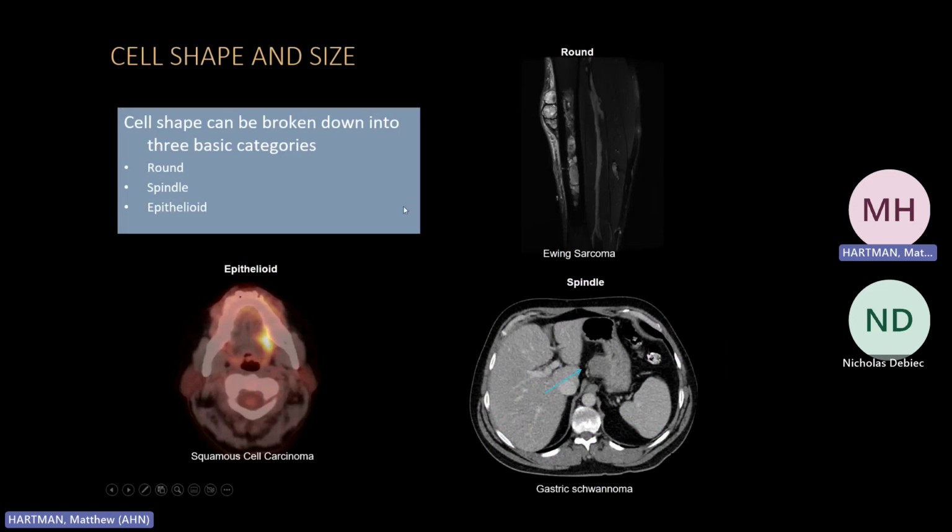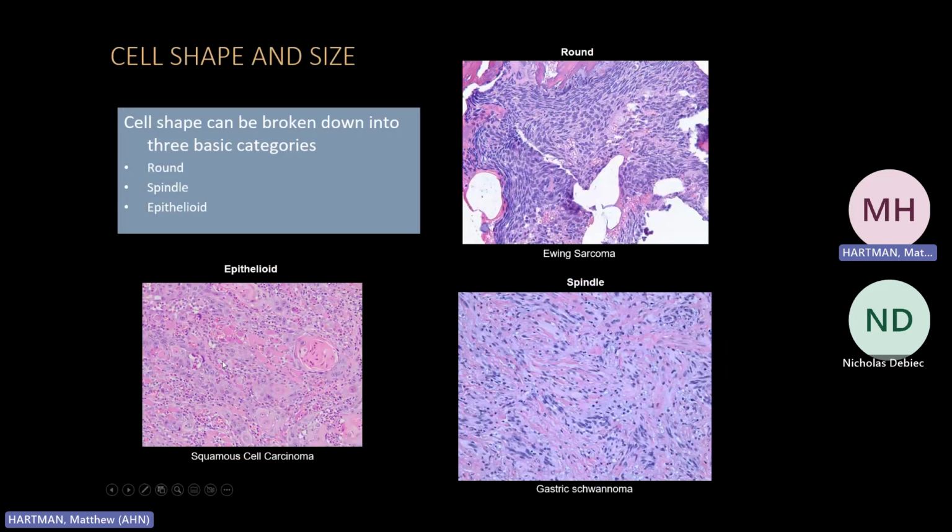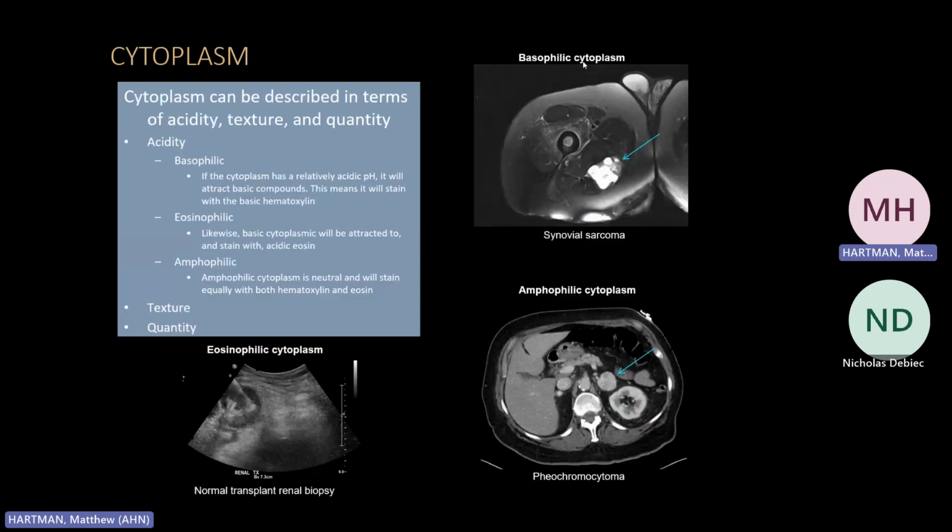Same thing for cell shape and size. I like this slide. Here we have 3 different types of tumors, and then the corresponding pathology with the different shapes: spindle, epithelioid, and round. Again, that is a key concept for the pathologist when they're looking at their specimen to make that determination. So that is a key point.